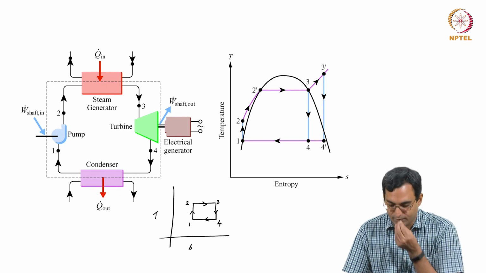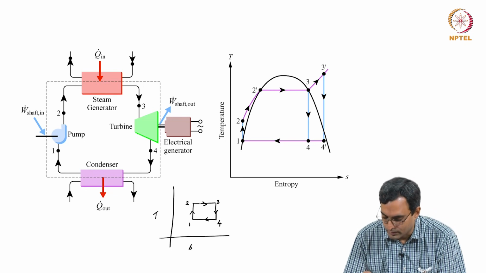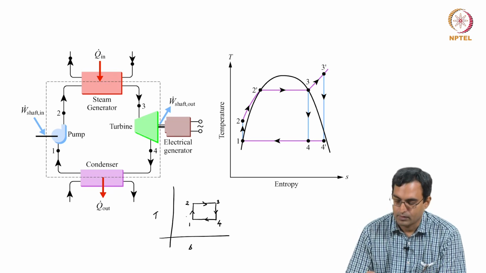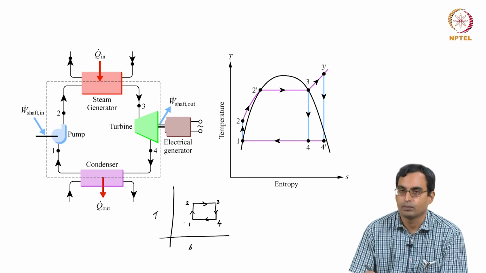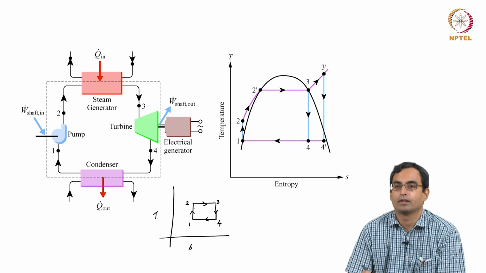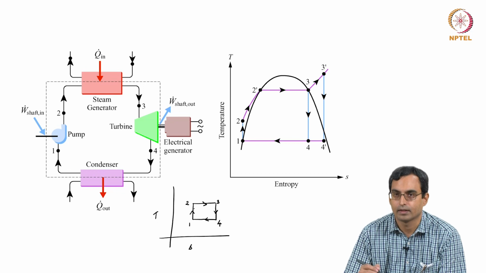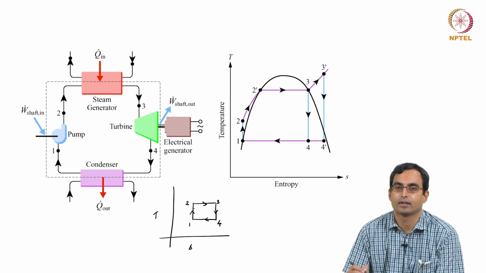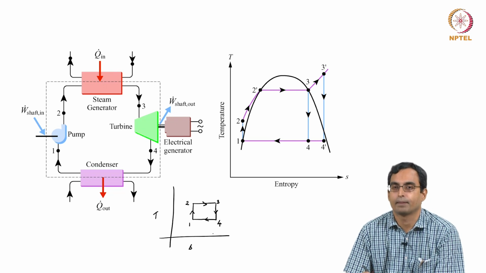So, it is extremely difficult to do. So, what we can do is now put this into a two phase region where we have the process happening at constant pressure, because constant pressure processes are easy to do, but at the same time it remains at constant temperature because it is in a two-phase region.